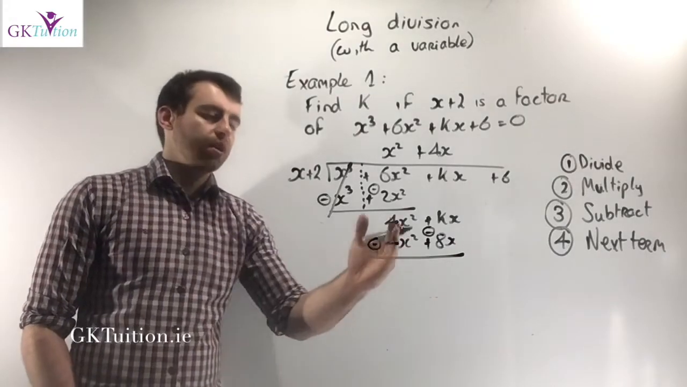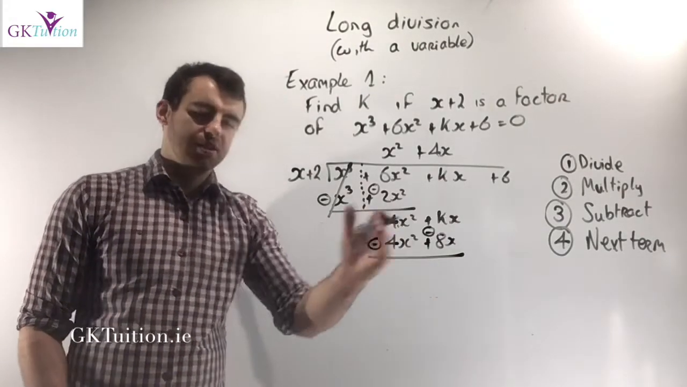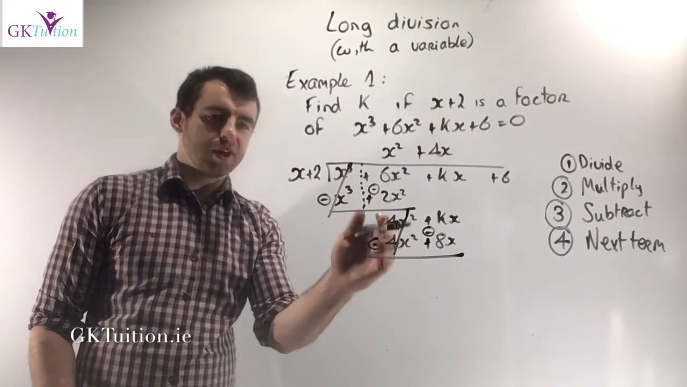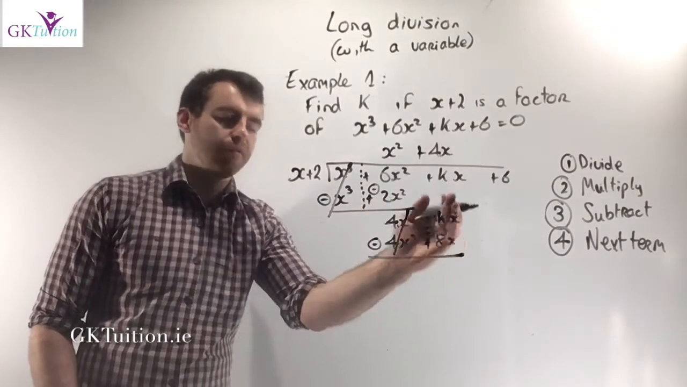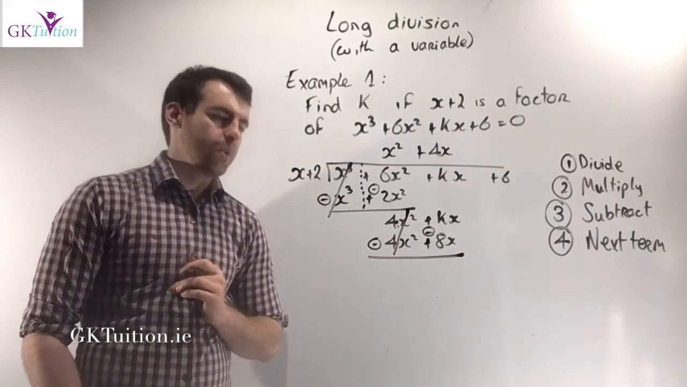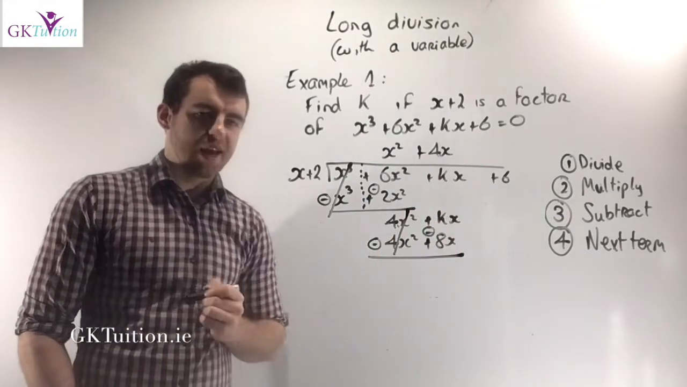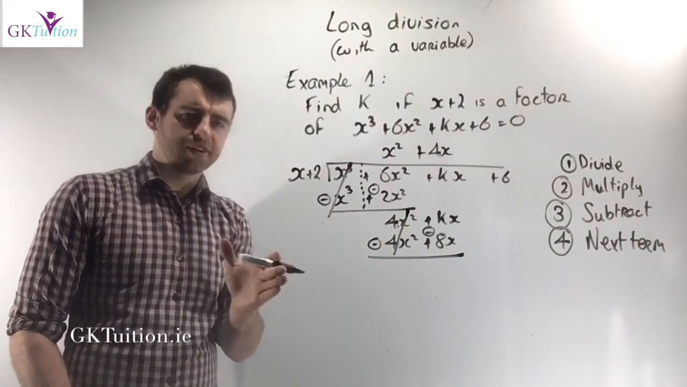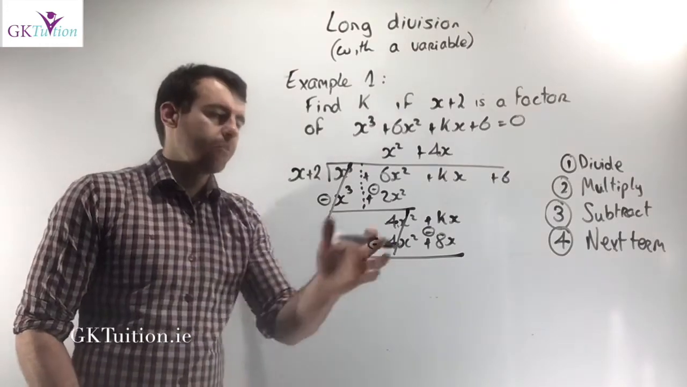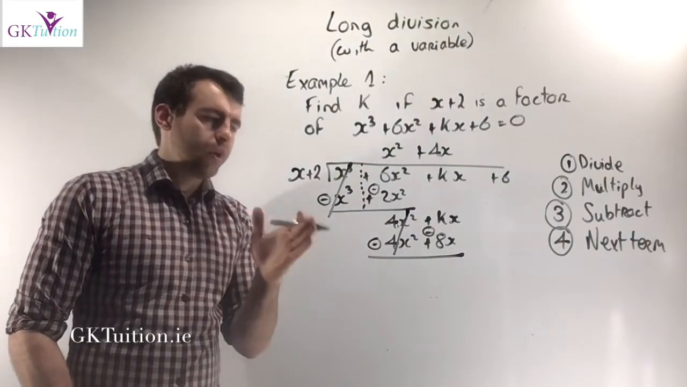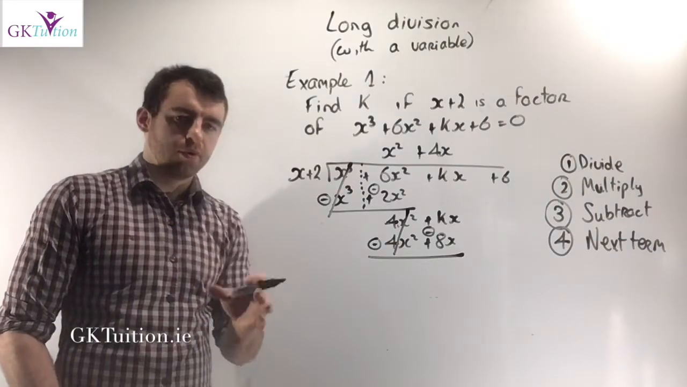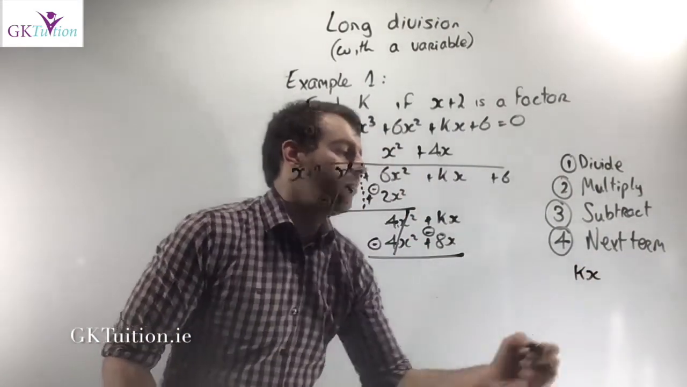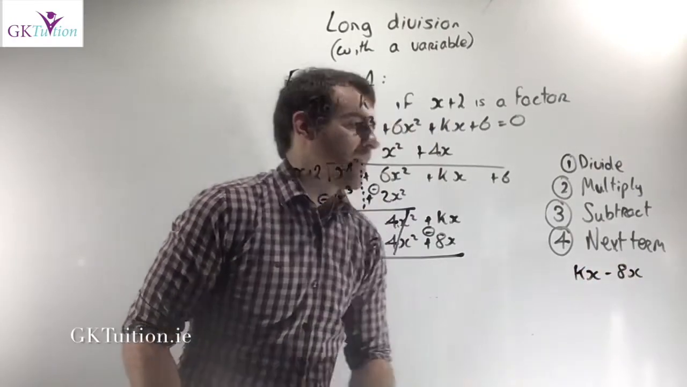Notice once again that I'm grouping the x squareds together and the x's together. I'm going to say that 4x squared and 4x squared cancel each other out. When I'm worrying about these, I'm completely ignoring the terms that have x's in them. And now I'm worried about the kx minus 8x. I'm completely ignoring the x squareds. This is the first step that is different from junior cert, because there's a constant here. When you get to this stage, you should always use rough work. On the top, I have k times x, and on the bottom, I have minus 8 times x.